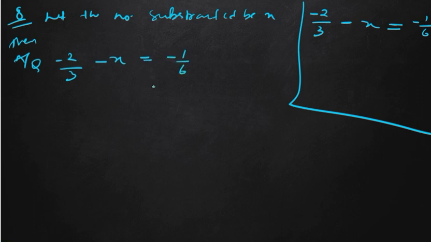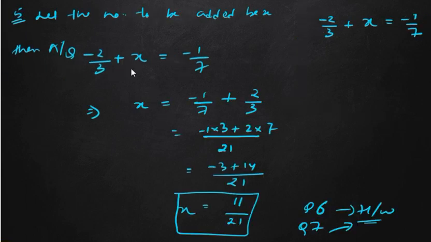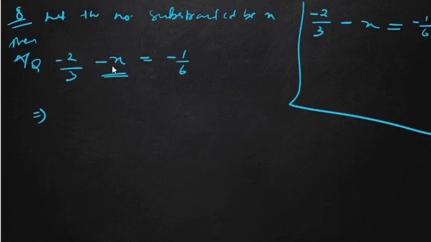Now, minus x is there. In the previous question we had plus x. You can see this, here we have plus x. That's why we wrote plus. If a plus sign is there, we need not write it. But here the sign of x is negative, so we have to write negative x equals minus 1 by 6, and this number will change the side. Minus 2 by 3, if it changes side, will become plus 2 by 3.